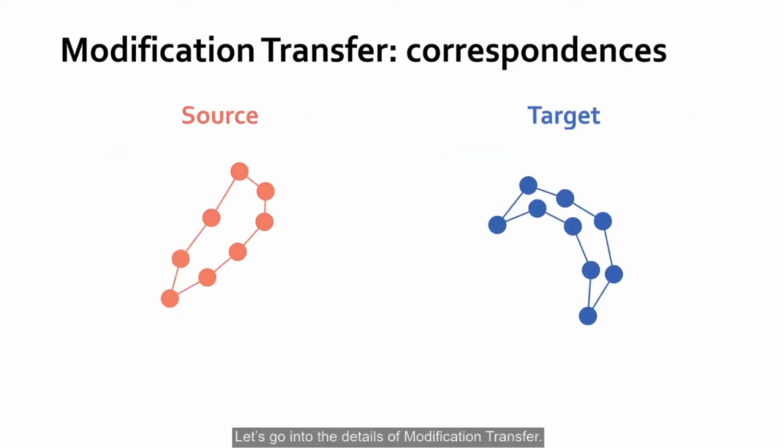Let's go into the details of modification transfer. We first build injective correspondences between the source and the target using graph matching methods. One correspondence contains one source node and one target node.